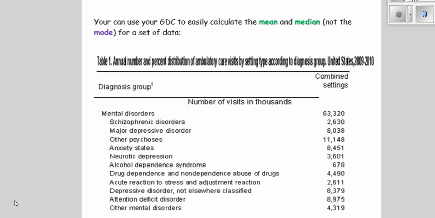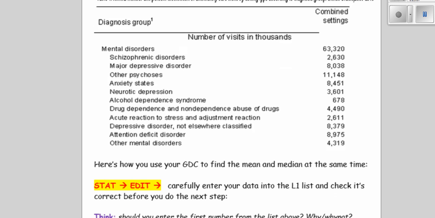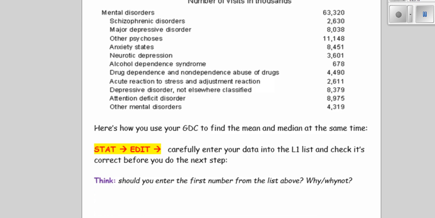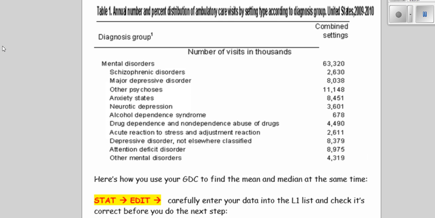Okay, let's go. So this is where you need your calculators out. Use your GDCs. Find the mean and median, not the mode, because the GDC doesn't find the mode for this data set. Would you chuck an extra 3 zeros on the end? I would just plug these numbers in, and then put the word 1,000 at the end if you want. This is the US, a very high population.